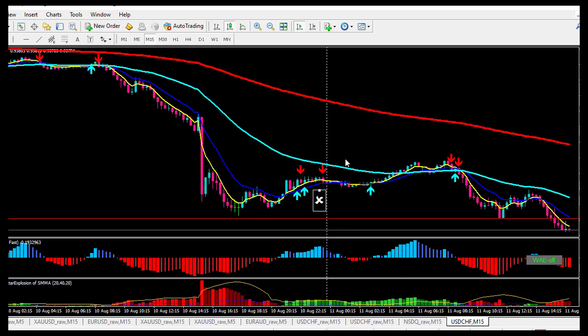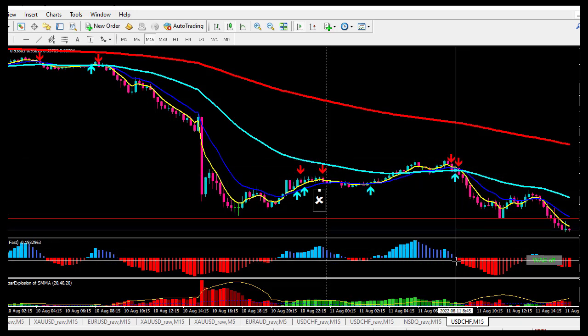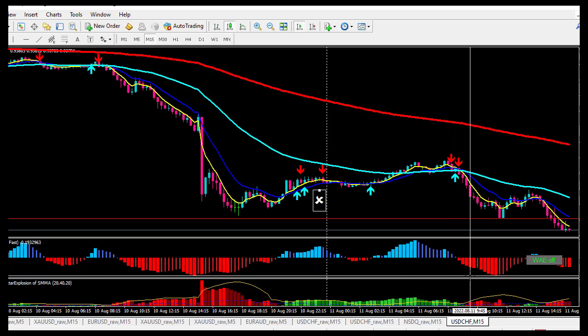So let's check the next arrow that we see, which is this one. We have the next red arrow here for a sell, and the other indicator turned to red, and the last indicator gave us a good signal to change to red at this point.